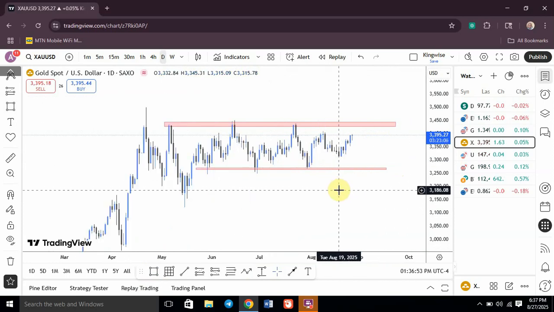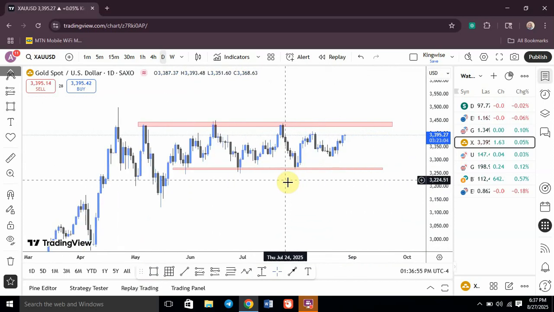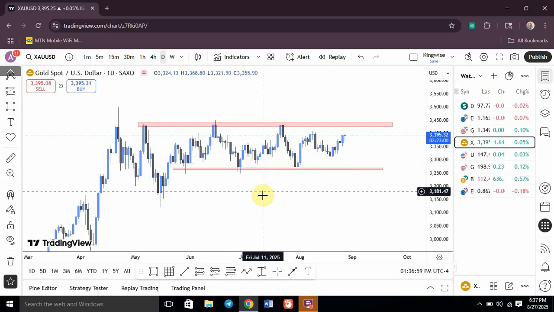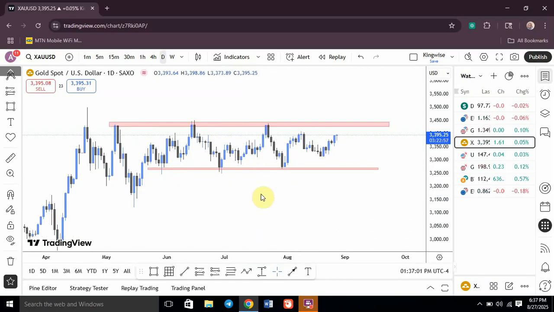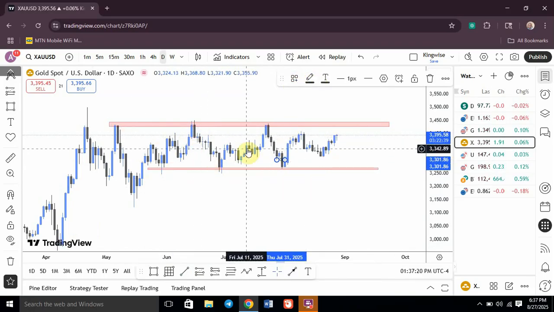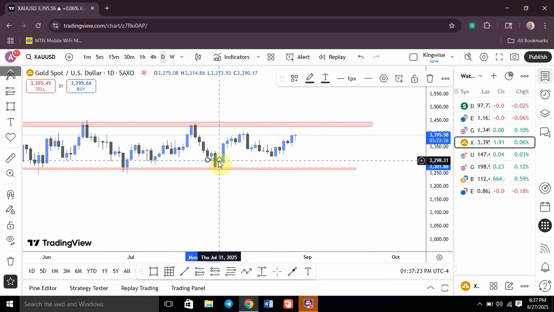But what can we see in the most recent? We saw a low, kind of a break of this low here, a break of structure to the downside, because you need to start from the recent market structure. If you are going back this way, you are just taking much of your time.